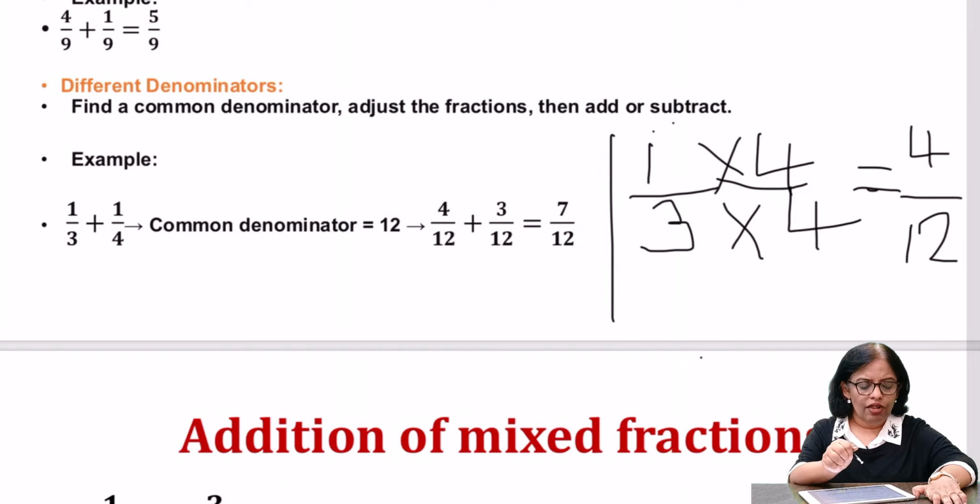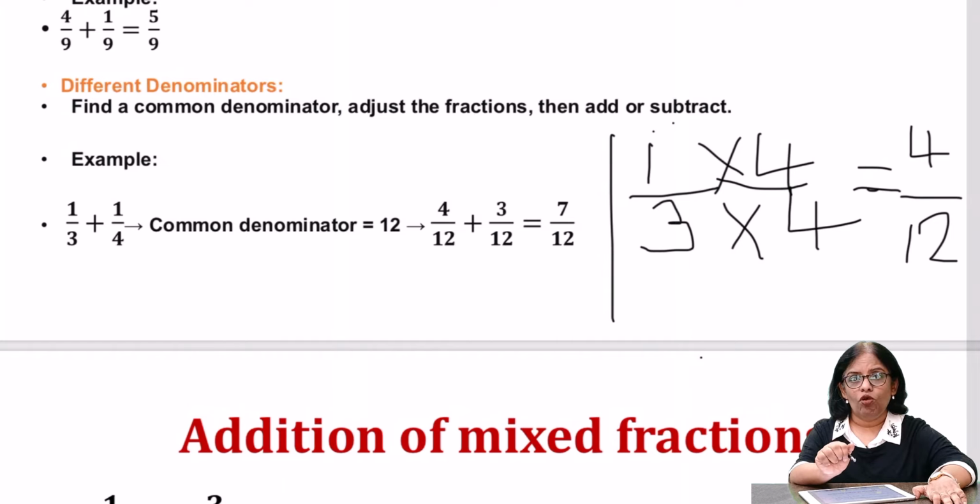Now the other fraction is what? 1 upon 4. Again the same way, 4 what's are 12? 4 3s are 12. Again I can't multiply only 4 by 3. I have to multiply 1 by 3 also. So 3 1s are 3, 3 4s are 12. So now the answer is 4 upon 12 plus 3 upon 12.